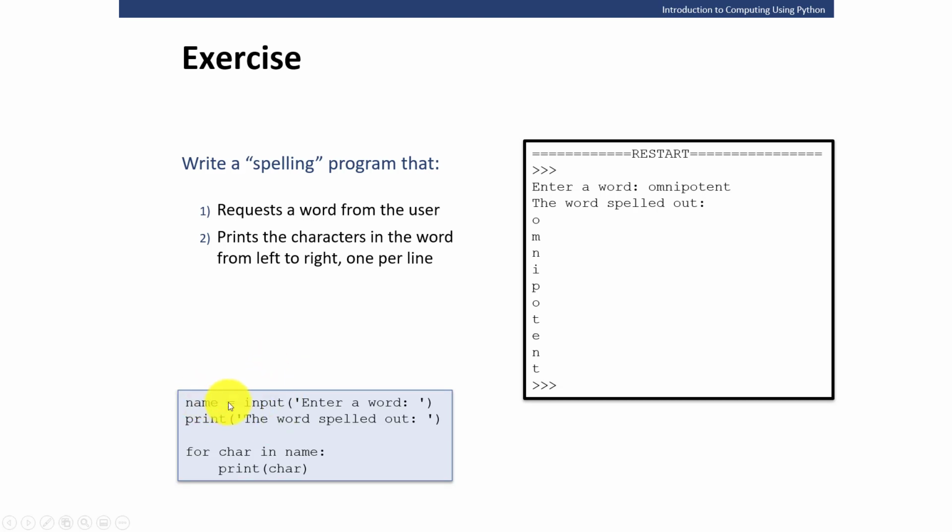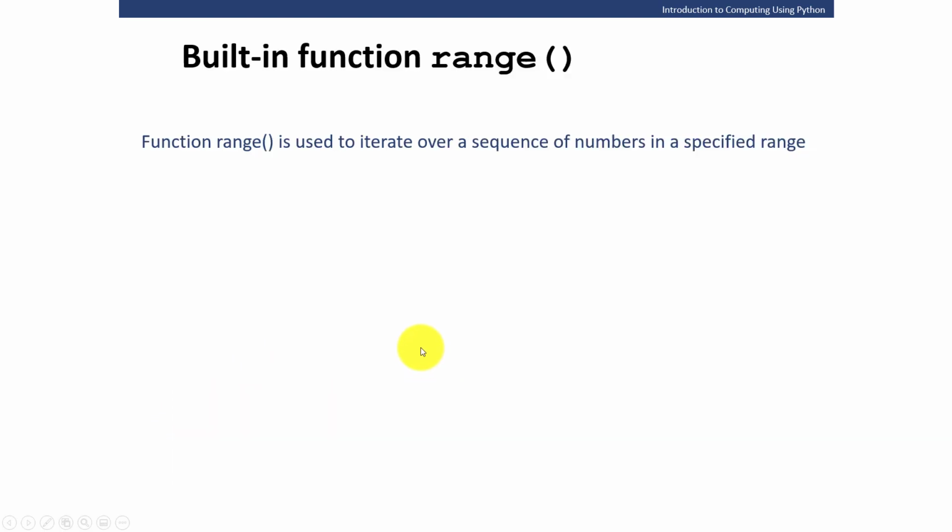So here I said enter a word, and print. Okay, because we have here the word spelled out, so print the word spelled out. And here what we have to say is for char in name, print char. Okay, because we have this message, as I need to execute this line, which is print the word spelled out. Okay, so we can iterate over a data type that has a sequence, such as what? Such as the string and the list.